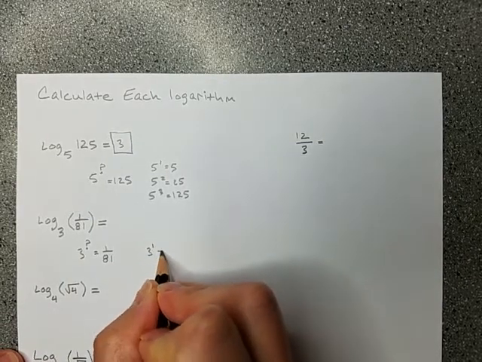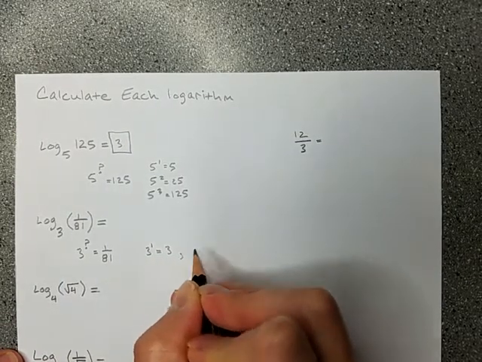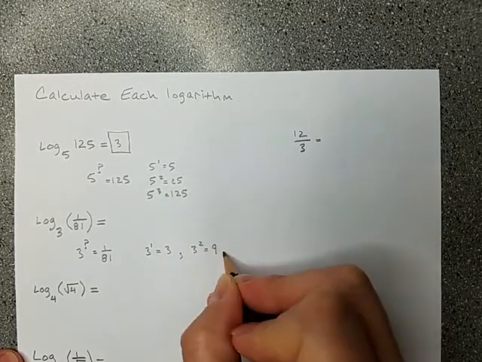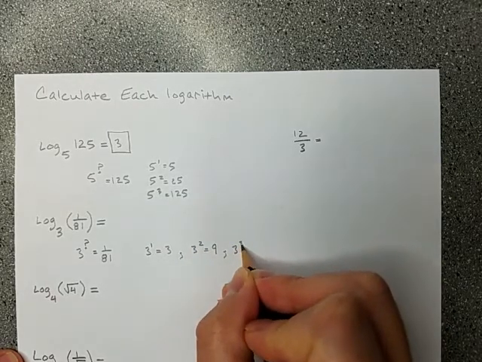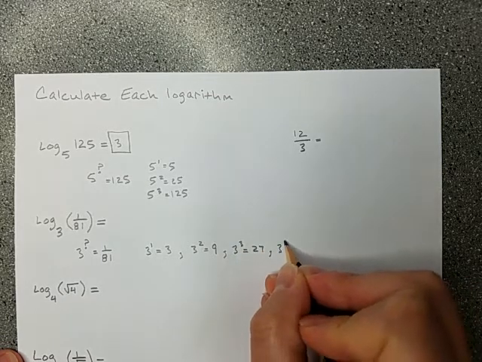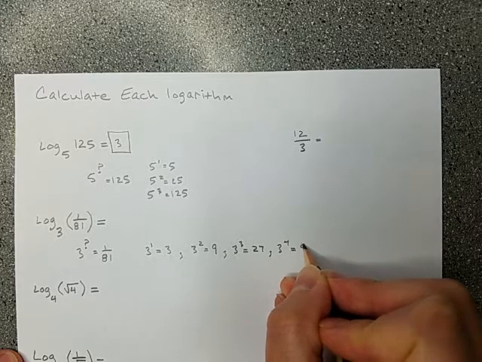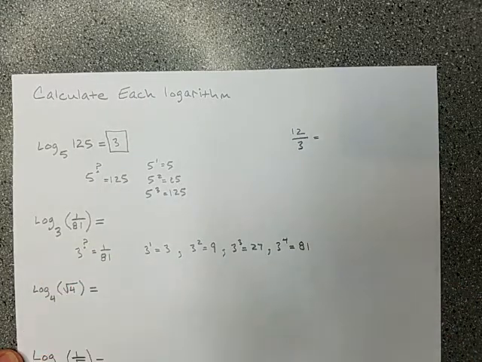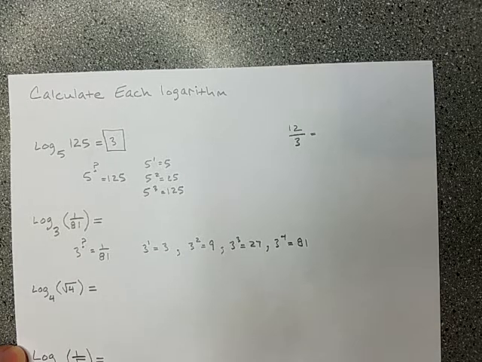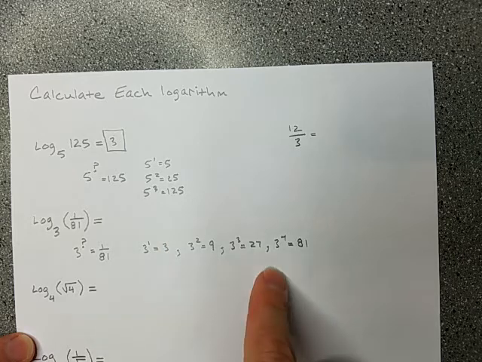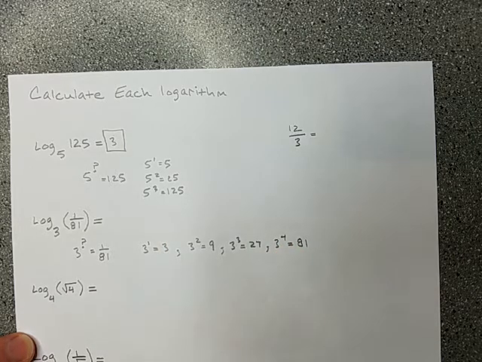Well, 3 to the first power is 3. Okay, that's not it. 3 to the second power is 9. 3 to the third power, 27. And then I get to 3 to the fourth power and I get 81. But I'm looking for 1 over 81. 3 to what power is 1 over 81? I got 81, but that's not 1 over 81. But it makes me think that I'm close.